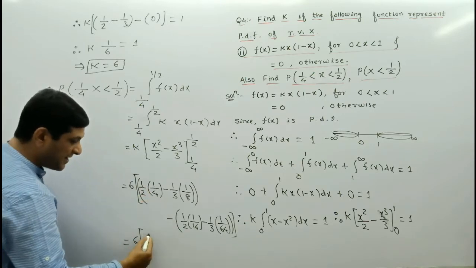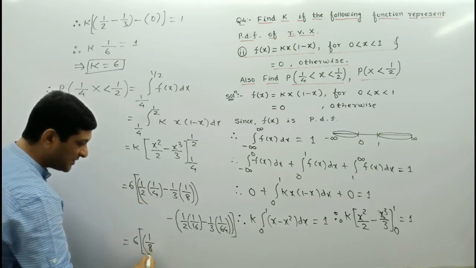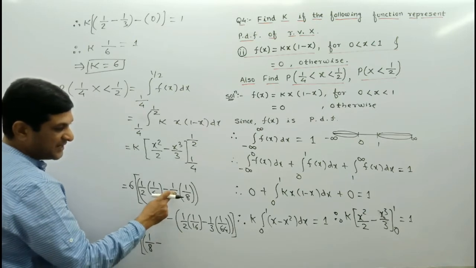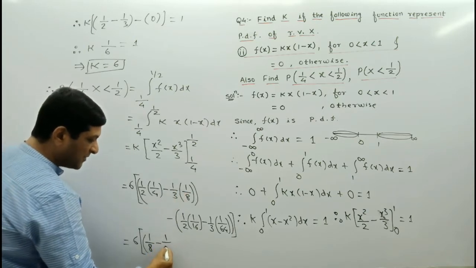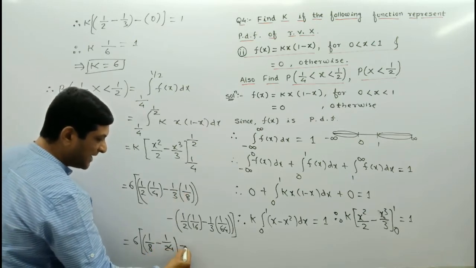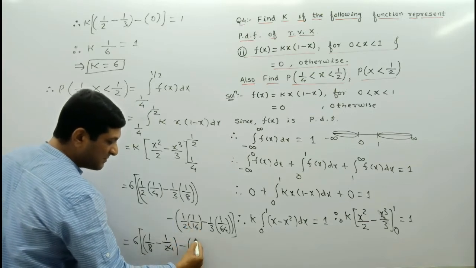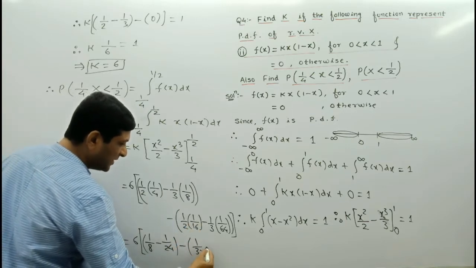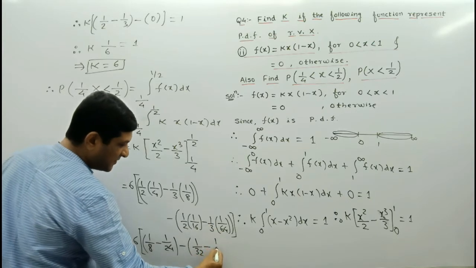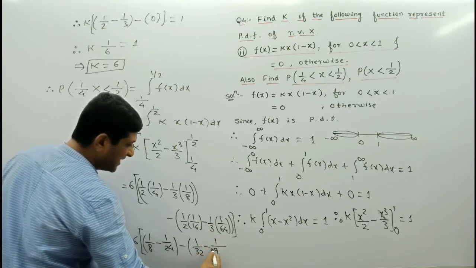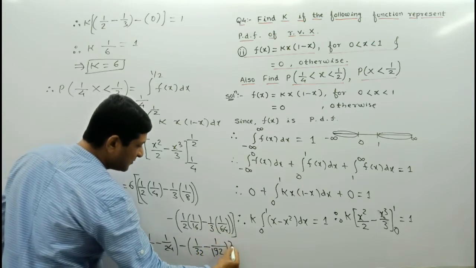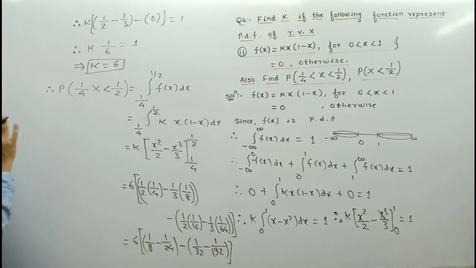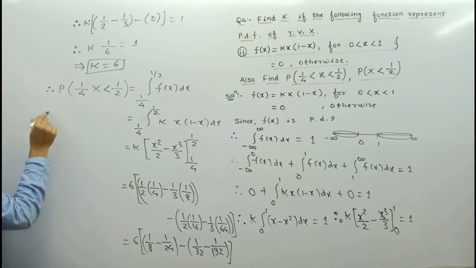1 by 2 into 1 by 4 will be equal to 1 by 8 minus 1 by 3 into 1 by 2 will be equal to 1 by 24 minus here 1 by 2 into 1 by 16 is 1 by 32 minus here we will get 1 upon 3 into 64 is 192. Just calculation part is there. Again let us simplify it. On the remaining part I am continuing here. So 6, keep it as it is.